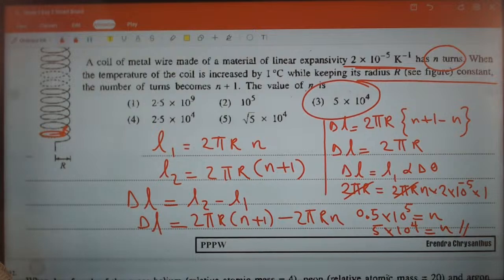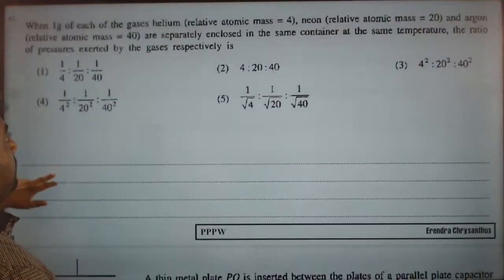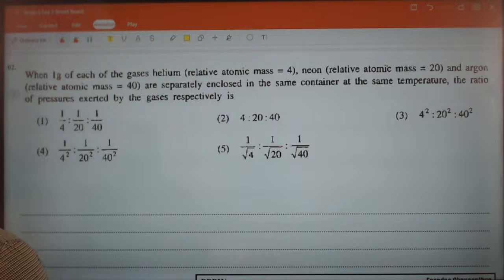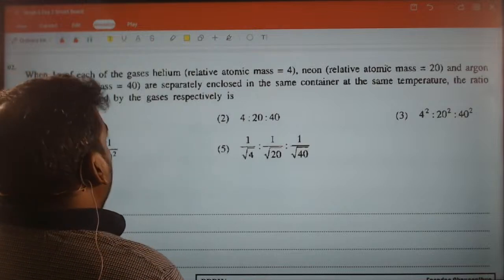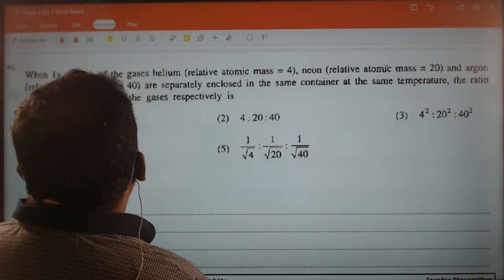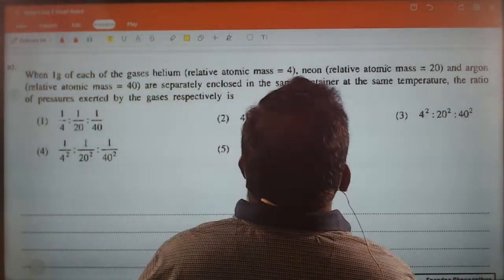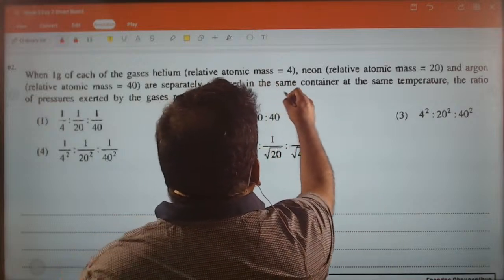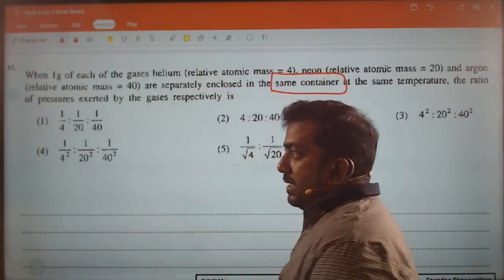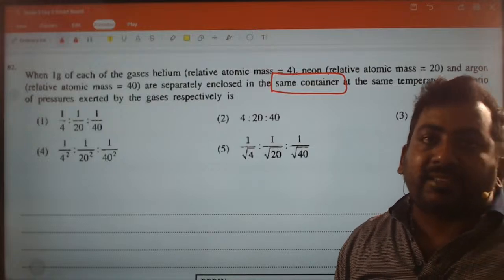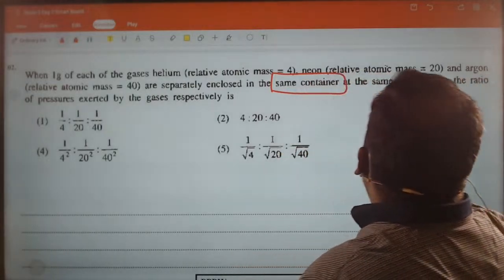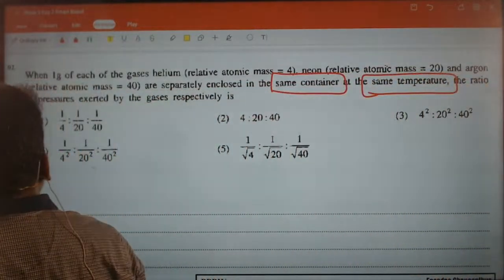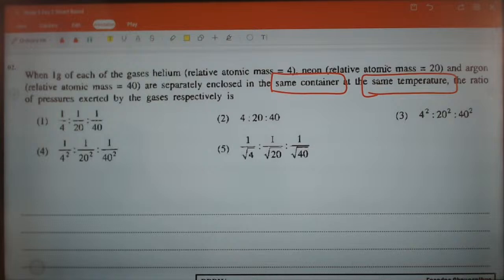Right. Moving on. When 1 gram each of the gases helium, neon and argon are separately enclosed in the same container. Keyword here, same container. So same container will come in Dalton's law of partial pressure at the same temperature. The ratio of the pressure exerted by the gases respectively are.